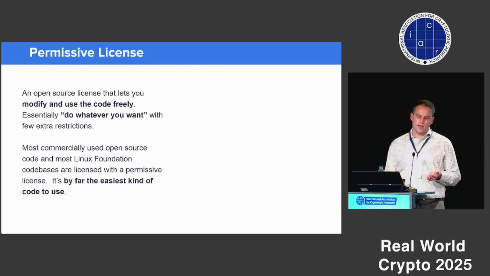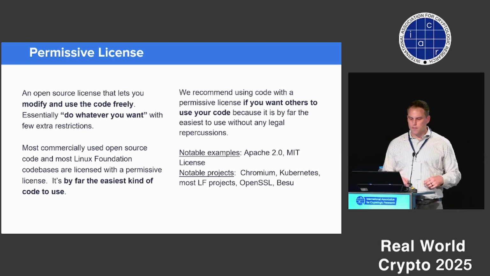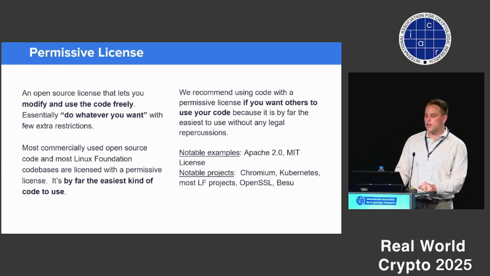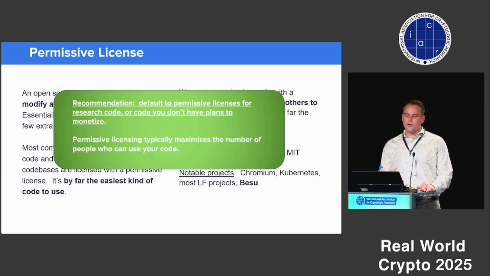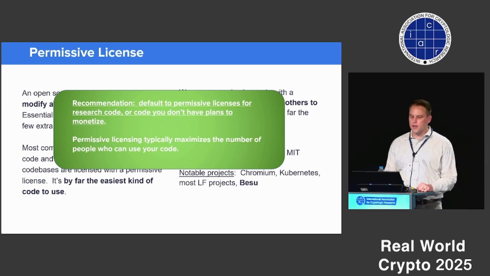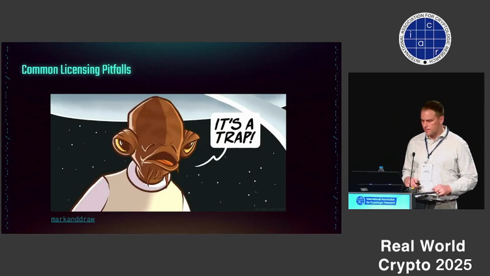And finally, there are permissive licenses, and these are things that let you do whatever you want with the code, basically. Most commercially used open source software and most Linux Foundation projects are licensed with permissive licenses just because it's very easy to use. And we generally recommend you default to permissive licensing unless you have a compelling reason not to do so, because it just maximizes the number of users of your code base.